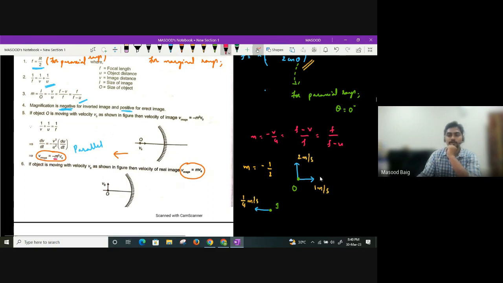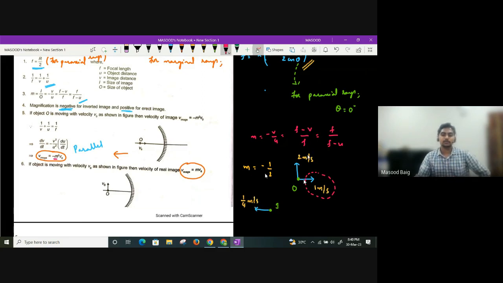Is this point clear? I am talking about only this component. Which component is this? This is a component which is along the principal axis. So whenever we have a component along the principal axis, velocity of image will be minus m square times the velocity of object. The object has a velocity of 1 meter per second. I am assuming magnification is minus 1 by 2. M square value will be 1 by 4. So I'll get velocity of image as 1 by 4, but minus indicates along the negative x direction.